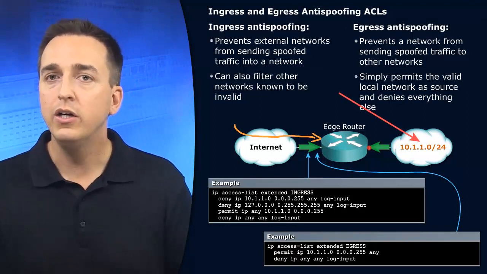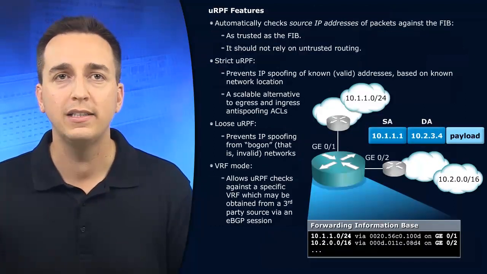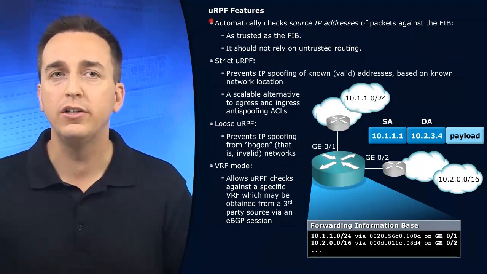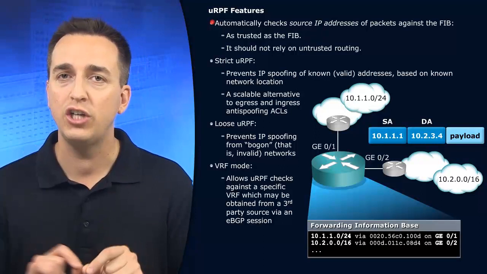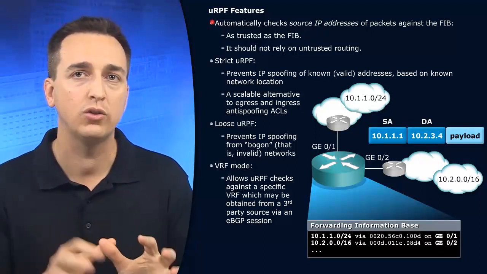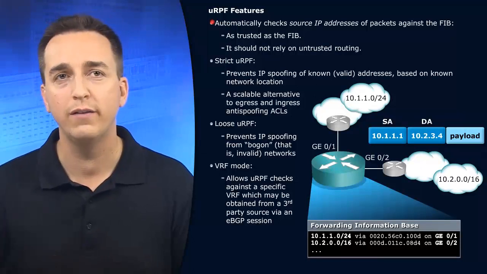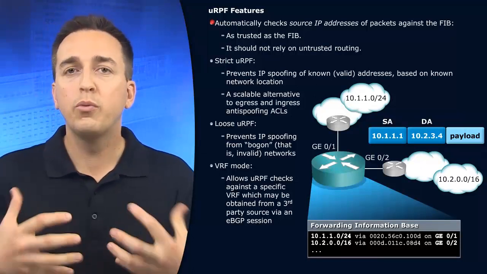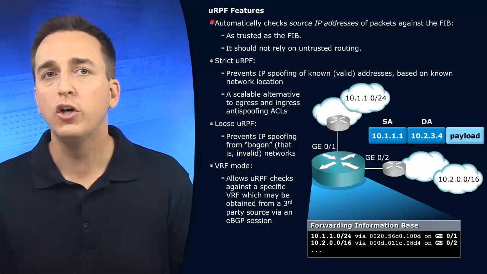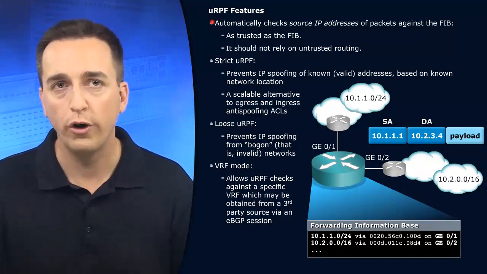So instead, we can use a feature known as Unicast reverse path forwarding. This is a feature that's going to allow our router to automatically check the source IP address of every single packet. And it's going to compare that source IP address to the forwarding information base. So this process of Unicast reverse path forwarding is going to rely on Cisco Express Forwarding.